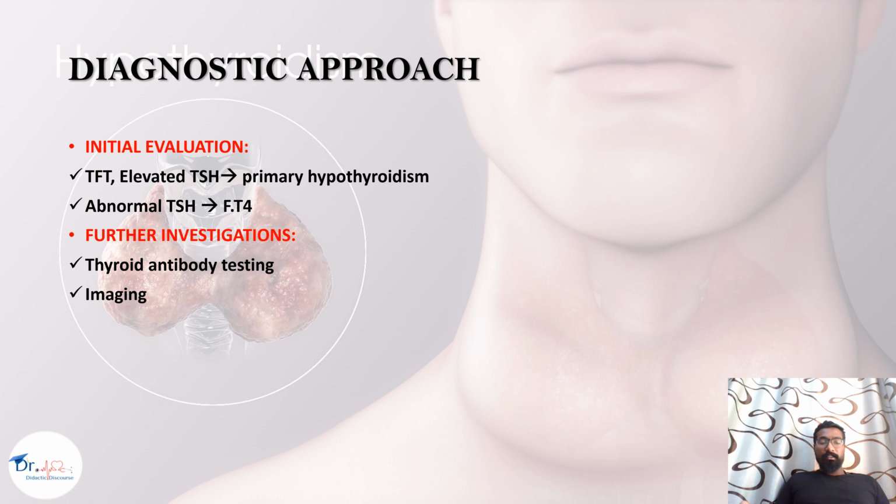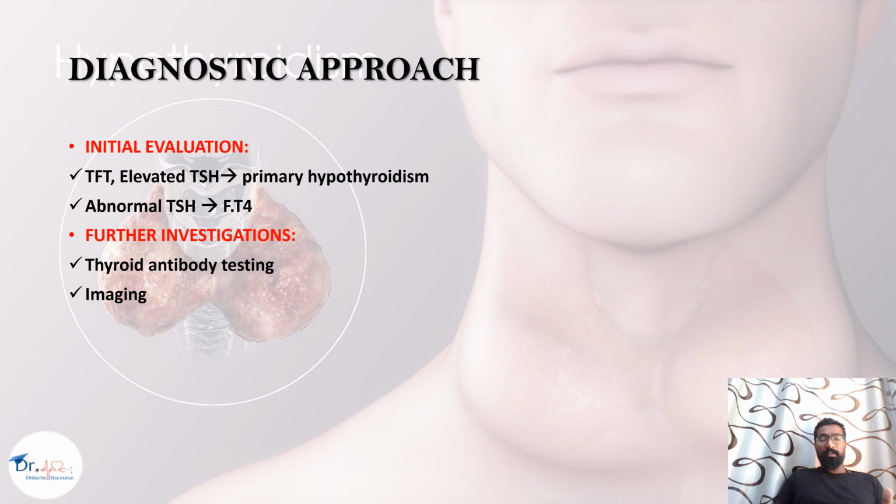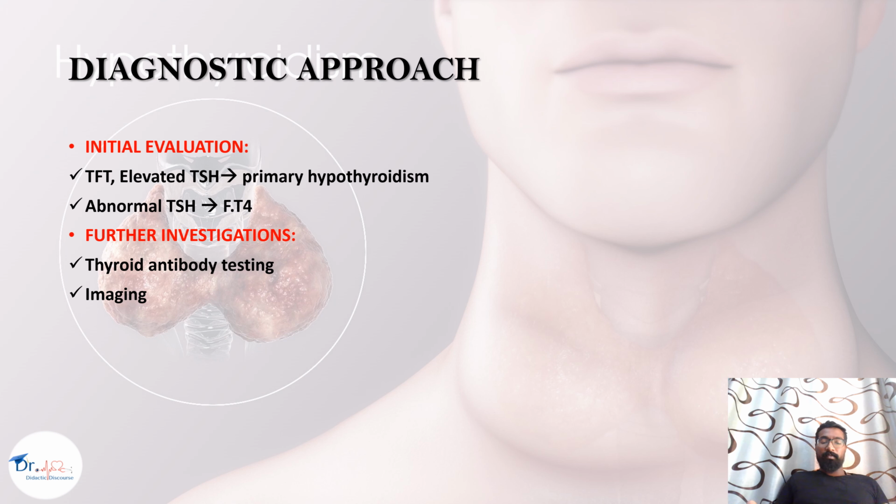So when the TSH is high, we have to evaluate the levels of free T4. So if the value of free T4 is normal, it is called subclinical hypothyroidism. So the free T4 level will be normal, but the TSH level will be high. If the free T4 level is low, it is called primary hypothyroidism. So coming to the low TSH levels, you evaluate the free T4 levels. So if the level of free T4 is either normal or high, we call it hyperthyroidism. And if the free T4 level is low, we call it a secondary or tertiary hypothyroidism.